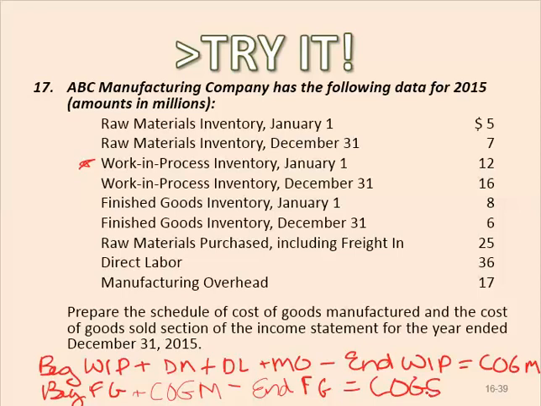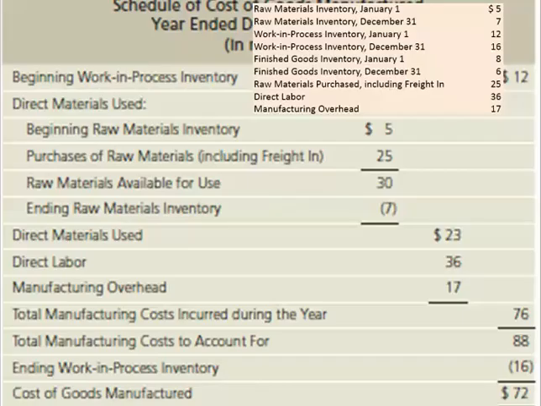So let's see how that all plays out here. Rather than writing it all out for you in my rather sloppy handwriting, I've got the solutions here, and I'll walk you through how we get there. So we start with the beginning work in process, which is right here, and that is $12. And then we have to calculate the direct materials portion of that. So we have beginning raw materials, which is up here at the top, $5. To that, we're going to add purchases of raw materials, which were $25.